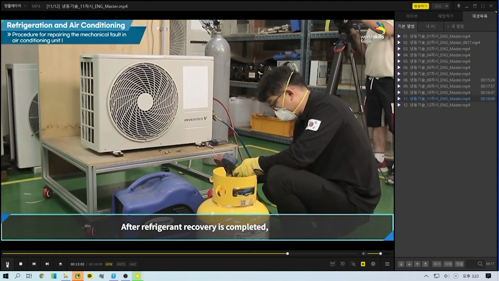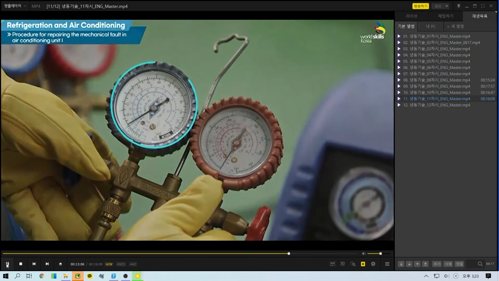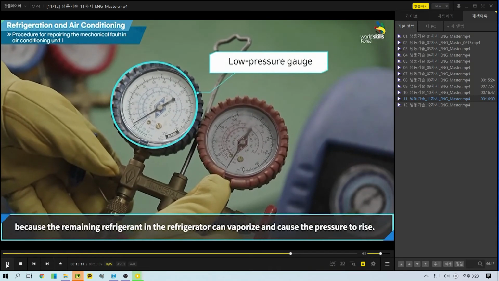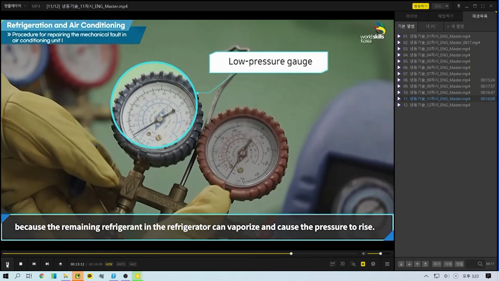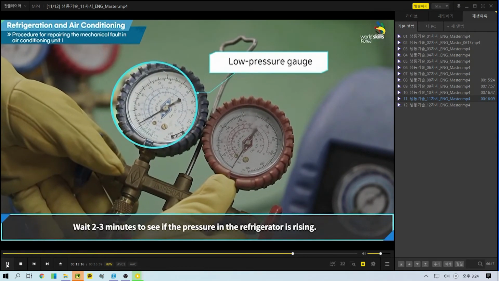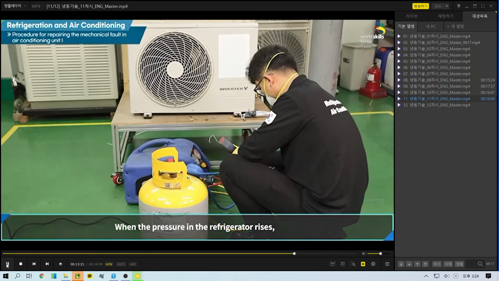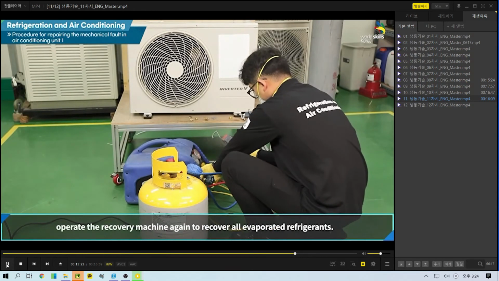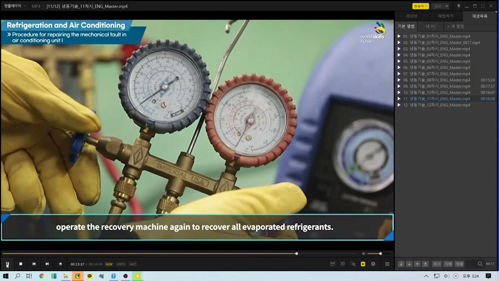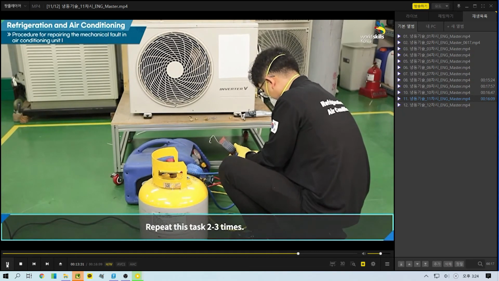After refrigerant recovery is completed, turn off the recovery machine and wait for a moment because the remaining refrigerant in the refrigerator can vaporize and cause the pressure to rise. Wait 2 to 3 minutes to see if the pressure in the refrigerator is rising. When the pressure in the refrigerator rises, operate the recovery machine again to recover all evaporated refrigerants. Repeat this task 2 to 3 times.